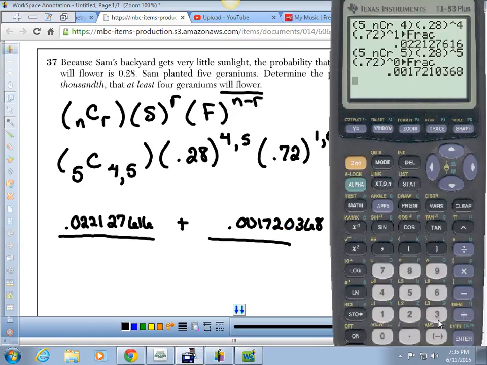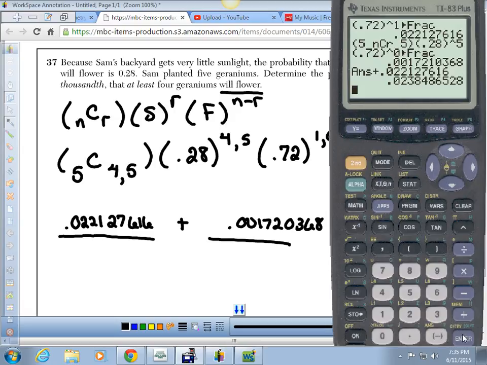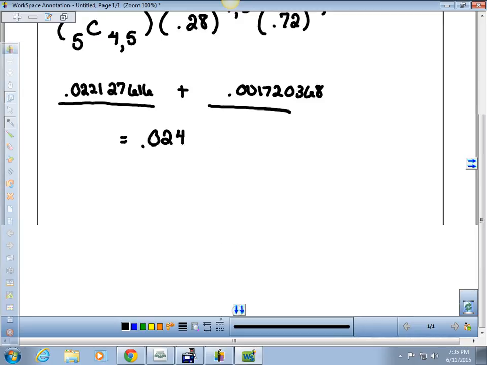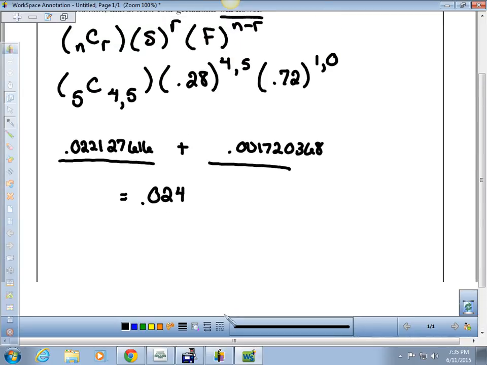So to this, we're going to add the 0.022127616, and they want this rounded to the nearest what, folks? 1,000. How many decimal places is 1,000? 3 decimal places. 0.024. The 3 is going to go up to a 4. 0.024 is our probability then to the nearest 1,000 out of that one. Definitely the place that you want the probability question.